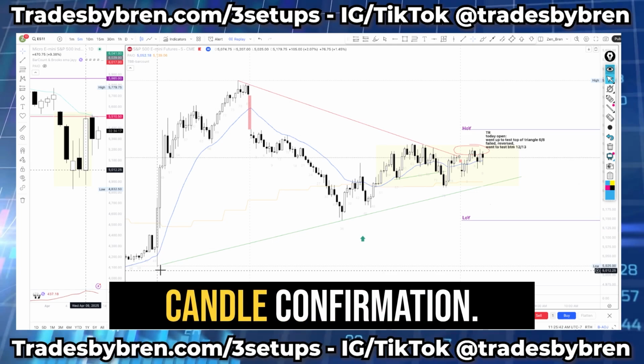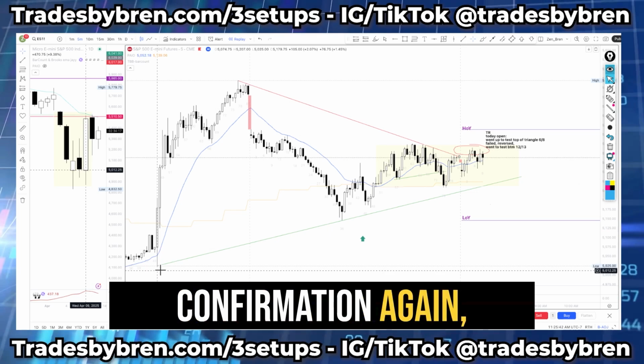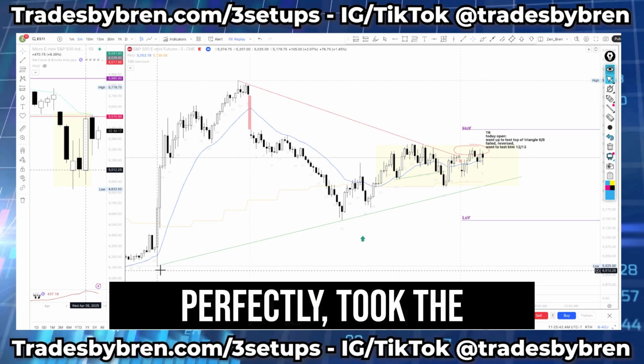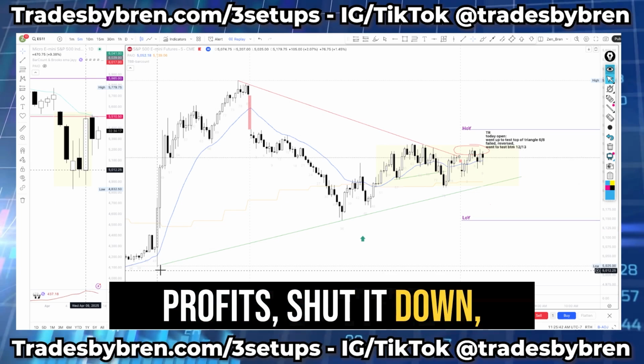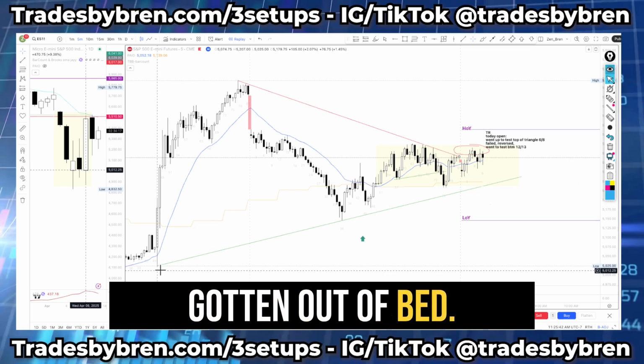And then on the second candle, confirmation. So I pressed my winner once, and then I got confirmation again, double down again. Okay. And the move ended perfectly. Took the profits, shut it down. And that was all before most people have even gotten out of bed.